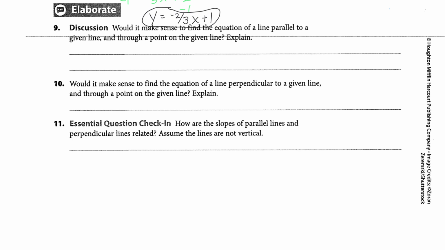Would it make sense to find the equation of a line parallel to a given line and through a point on the given line? Explain. Not really. If the point is already on the line and you're making it parallel, you're going to find the exact same equation as the line you already have.